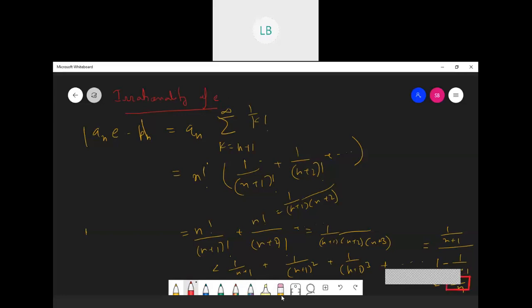So is this whole thing clear, how this whole computation went? Let me know quickly, then I will go to the next part. So we showed that qn e minus pn is equal to qn times this thing, and then again qn is n factorial, so I just did the computation. Is it clear to all of you quickly?